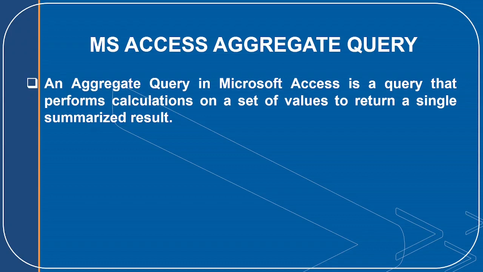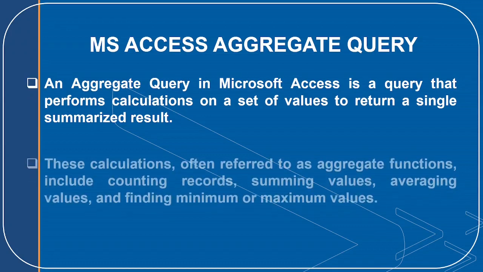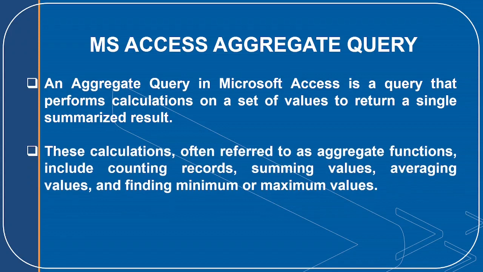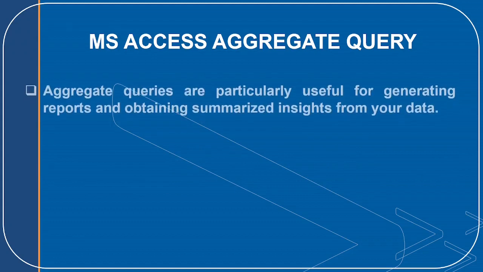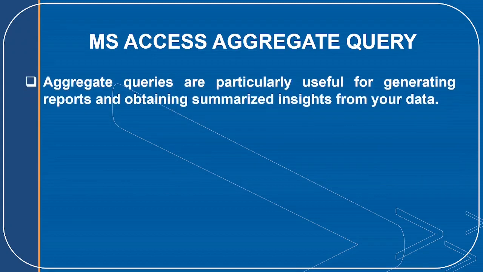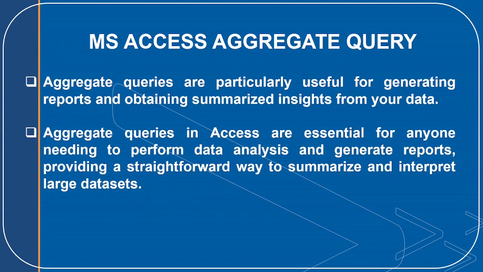a single summarized result. These calculations, often referred to as aggregate functions, include counting records, summing values, averaging values, and finding minimum or maximum values. Aggregate queries are particularly useful for generating reports and obtaining summarized insights from your data. Aggregate queries in Access are essential for anyone needing to perform data analysis and generate reports, providing a straightforward way to summarize and interpret large datasets.